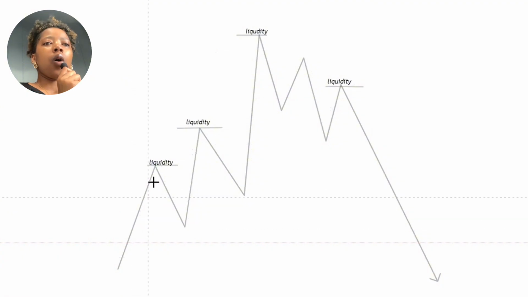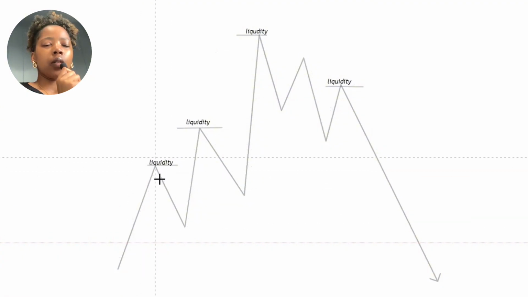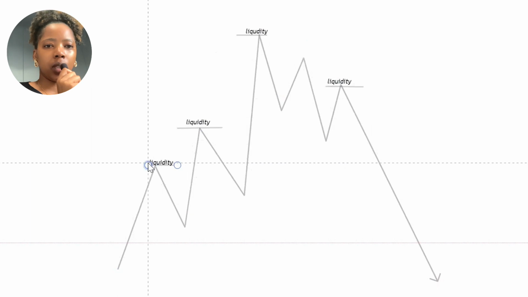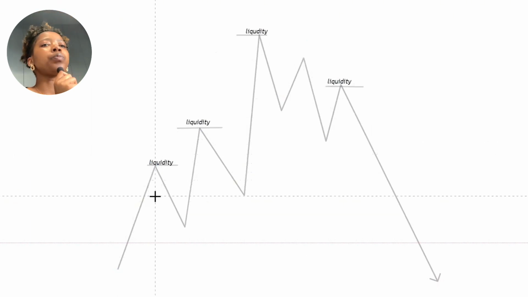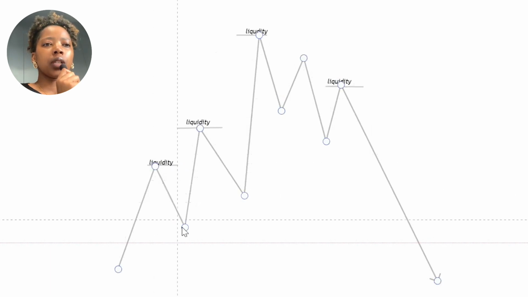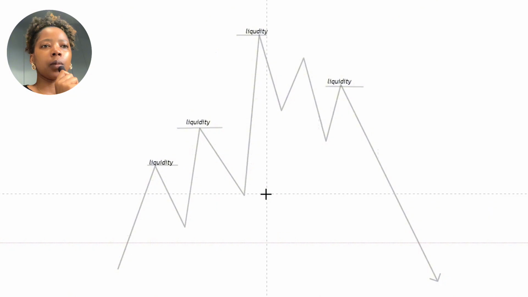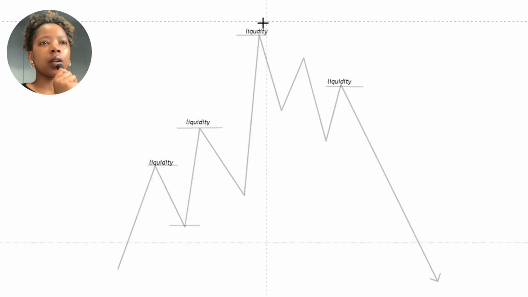Now on the top, the first high, that should be your liquidity, because of the order. And then when we push to the downside, that should be your liquidity again. Push to the upside, liquidity. So every high, we can just name that liquidity.